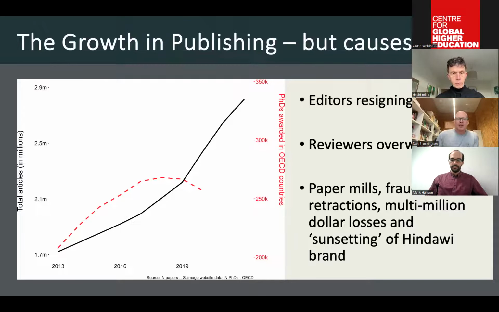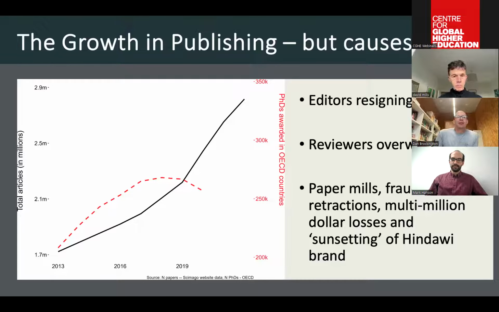Just last week, I think, Wiley announced that they will be sunsetting, withdrawing the Hindawi brand because it's been completely compromised by the massive fraudulent publishing of work that was not nearly as scientific as it claimed to be.